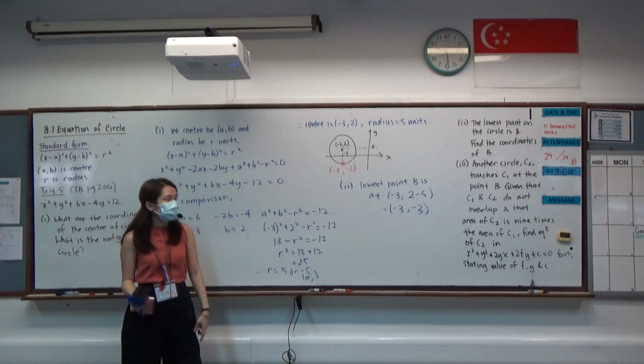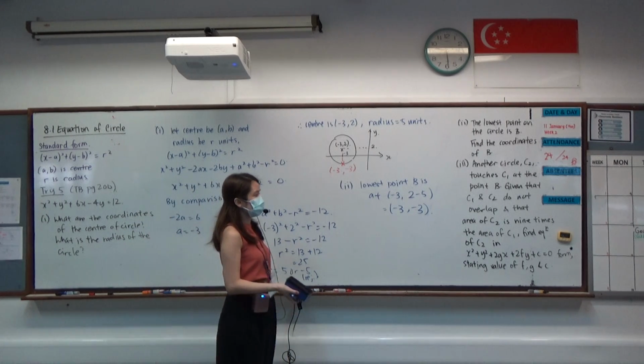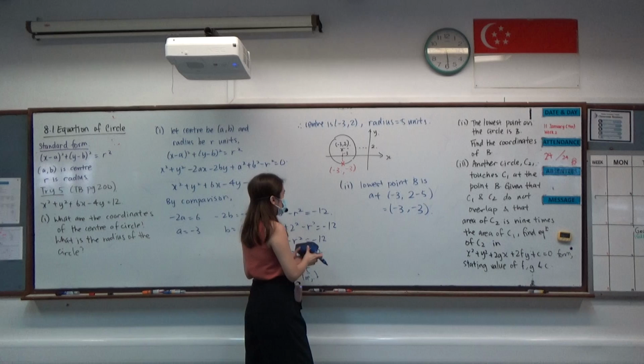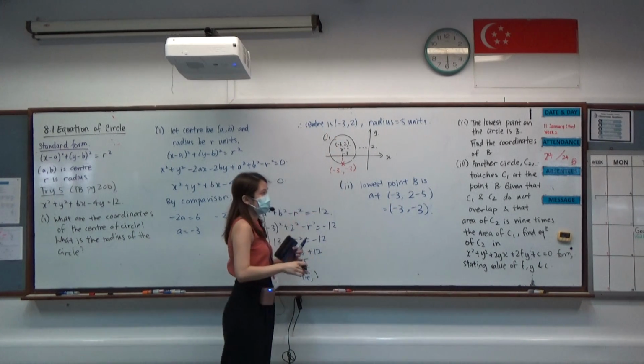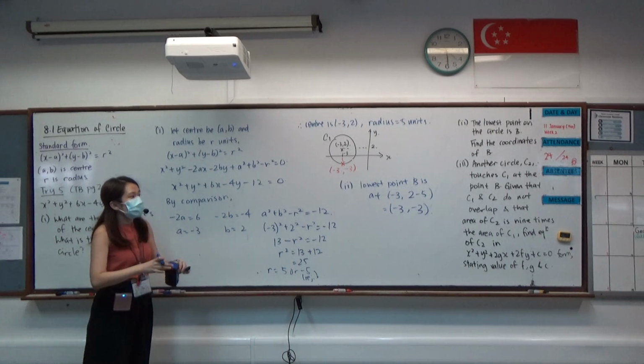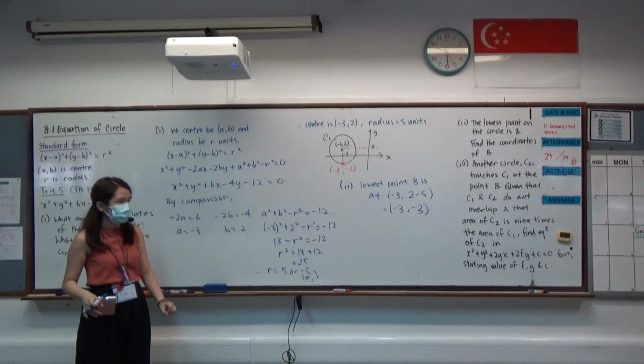Okay, let's look at part 3. It says that there's another circle C2. So the circle that we have drawn here is C1. The name of it is C1. The circle C2 touches C1 at the point B.